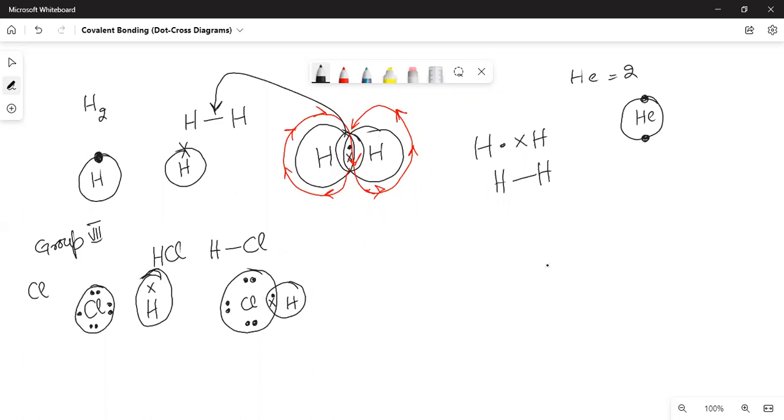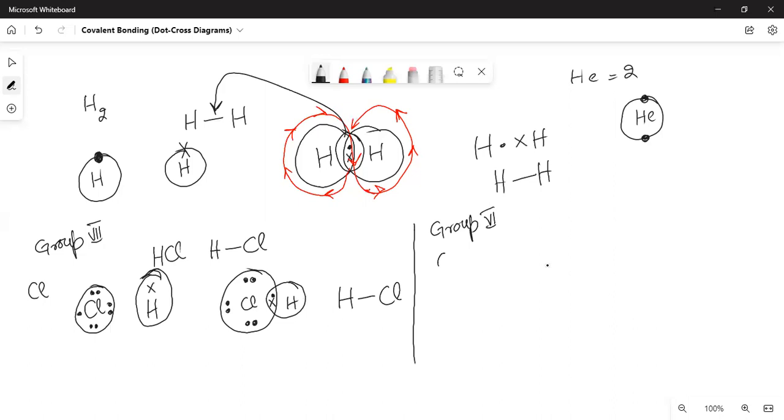So that's how they become stable. And that's why we show it like this with a single line. You may show these electrons separately on the structure, or you can leave it like this. That's entirely up to you. Now, in case of group 6, let's suppose we try to combine a group 6 element with it.